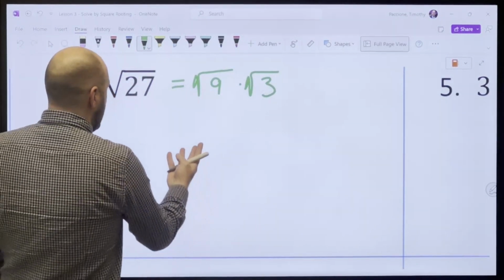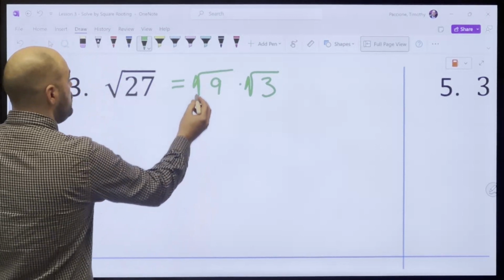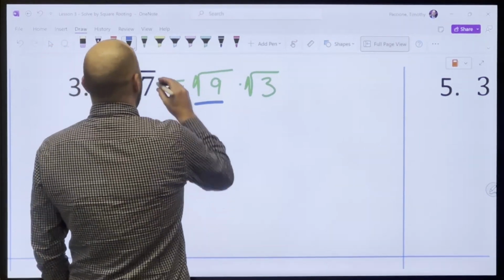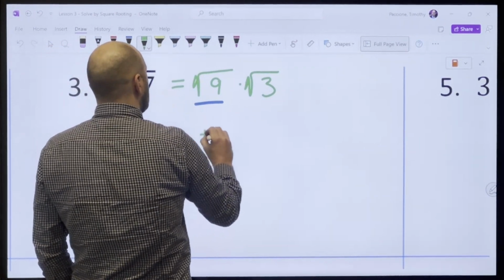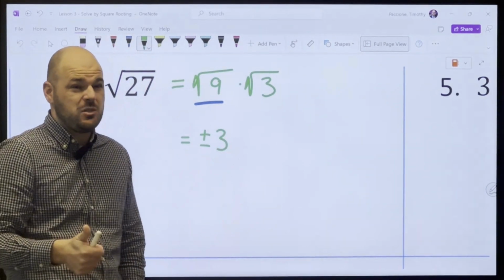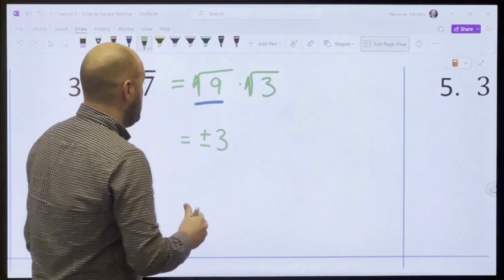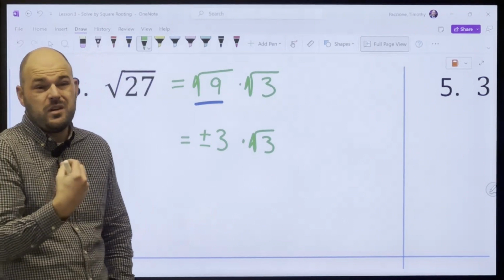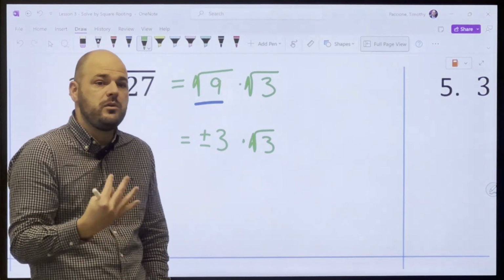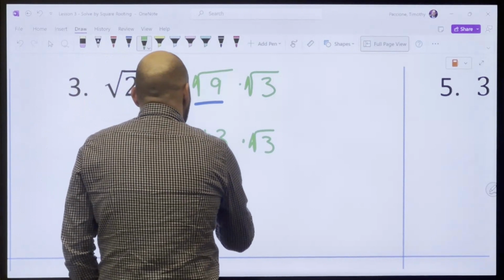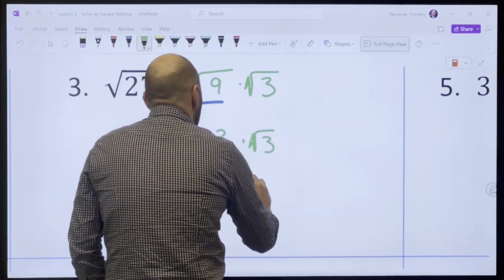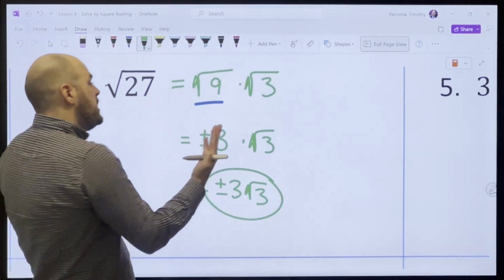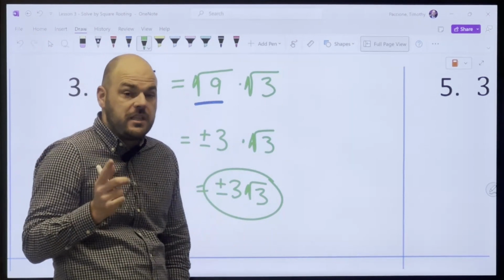Now, why did I do this? Why is this beneficial? Because we can do the square root of 9. This part is something I can actually do, right? I know the square root of 9 is plus or minus 3, right? Always account for that plus or minus, because minus 3 times minus 3 is also 9. And then I have times square root of 3, okay? Well, when we have a number times a radical, it's kind of like with a variable. You don't actually have to write the times. So then I would say this is plus or minus 3 square root of 3, right? So that is another way we could do this. Or that is actually, I should say, the first way I've shown you how to do this.